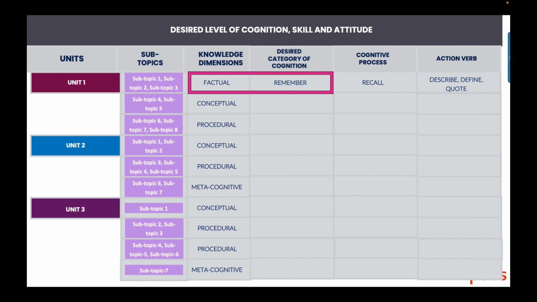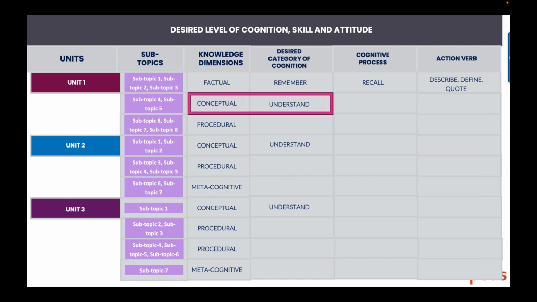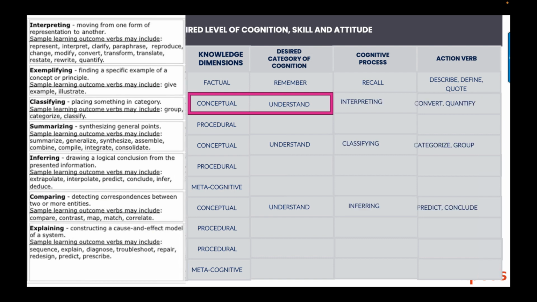So if I would now take the next knowledge chunk here, which requires the students to understand this conceptual knowledge, then I must think about what action verbs I want here and what cognitive process is good enough for me to assess the students. So I have taken interpreting, classifying, inferring as three different processes I want to be associated with these subtopics here, and I'll pick these action verbs.